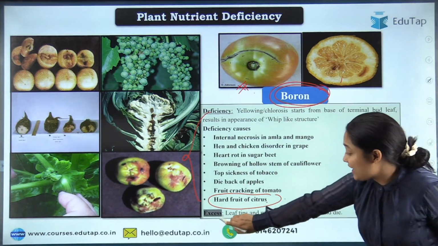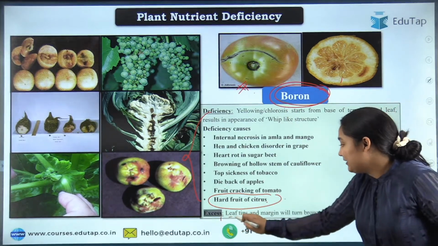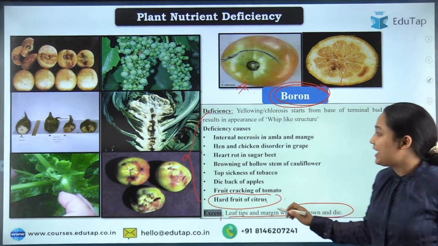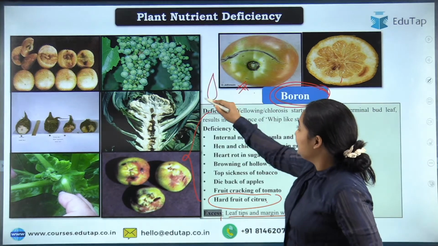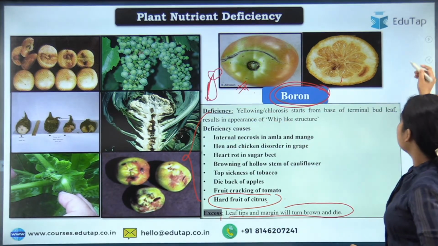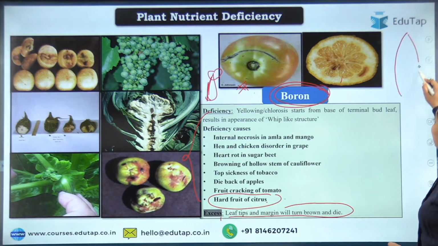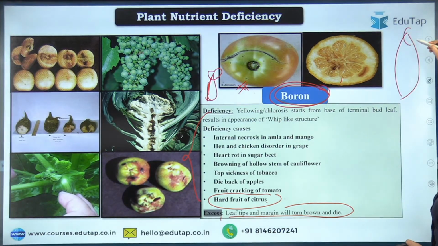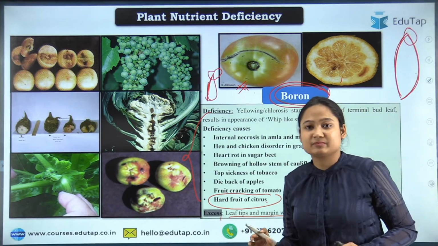What happens in the case of excess boron? The leaf tip and the margin will turn brown and die. This is your leaf, so what will happen? The tip or the margin itself. For those of you who don't know what the tip and the margin are when we are talking about a leaf, this is the tip, and the sides of the leaf are the margin. They become brown and they die.